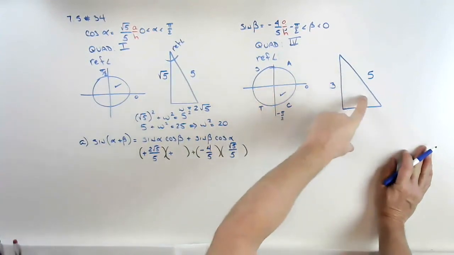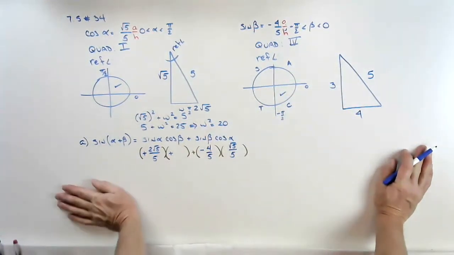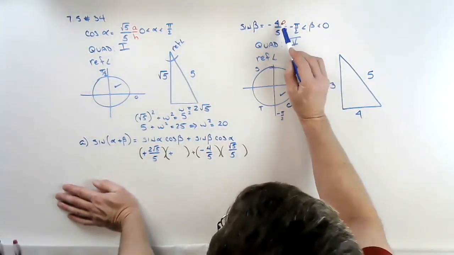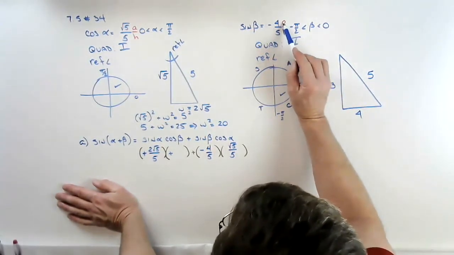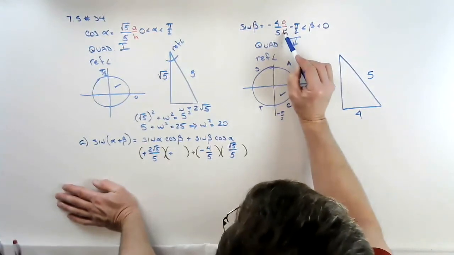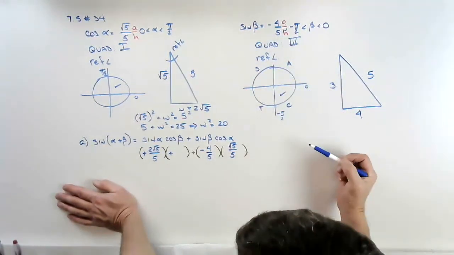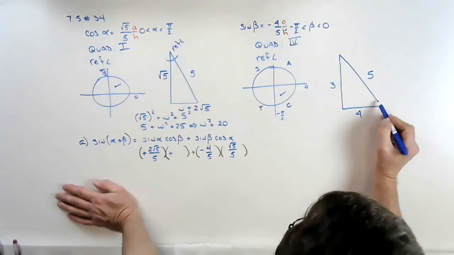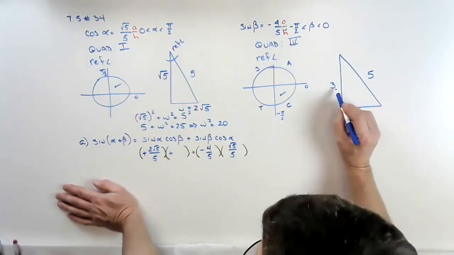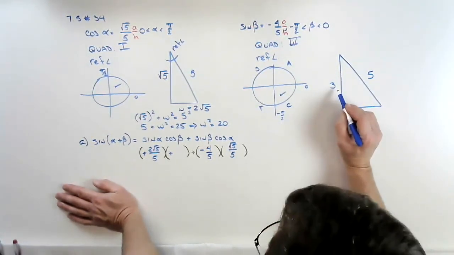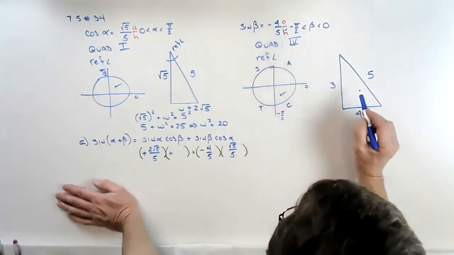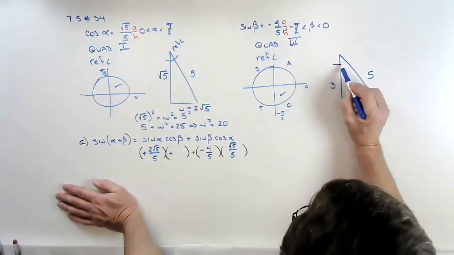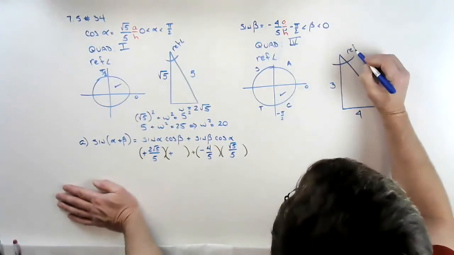Now, which of these 2 acute angles is going to be my reference angle? Well, it's the one that satisfies the condition that the opposite side is 4 and the hypotenuse is 5. So I look at this angle right here and I say, well, the opposite side here is 3. That's wrong. It's supposed to be 4. So that means this angle turns out to be my reference angle.